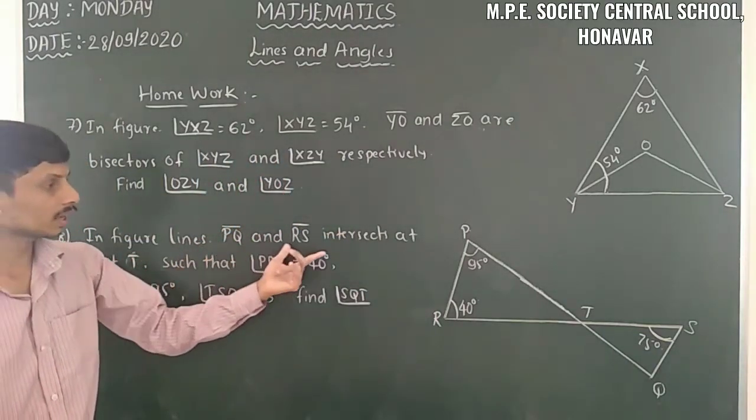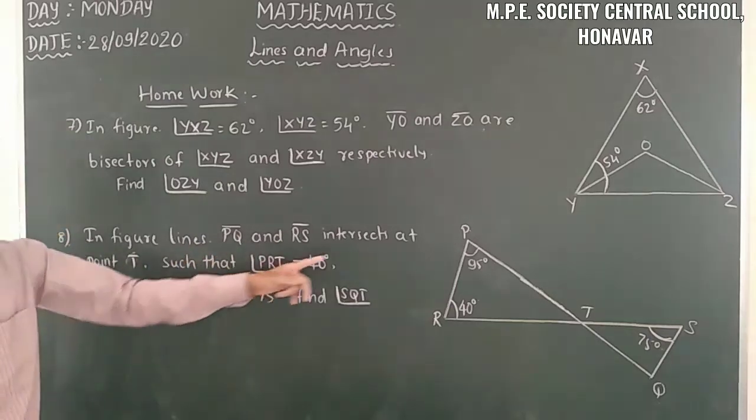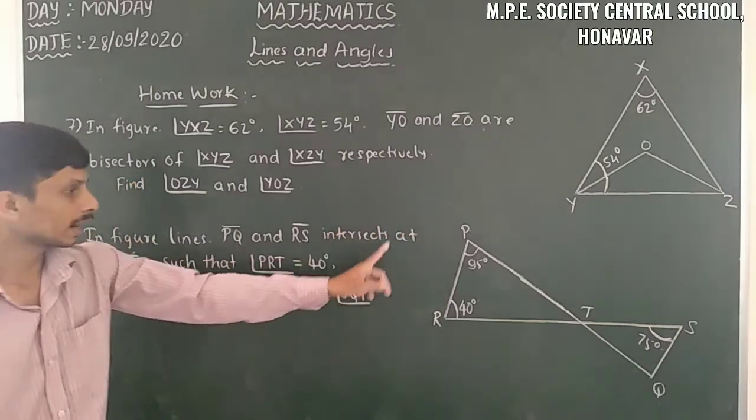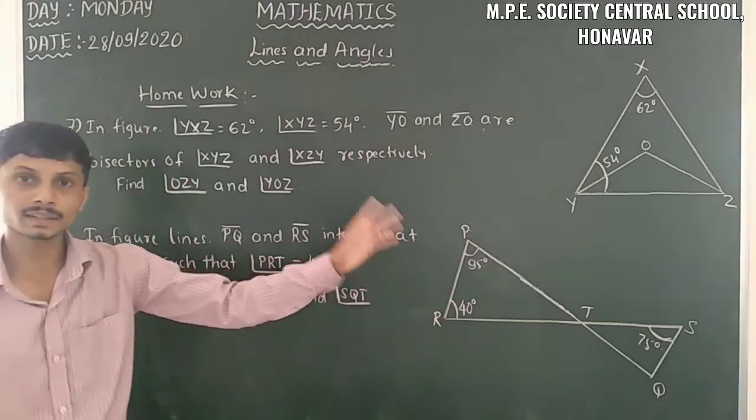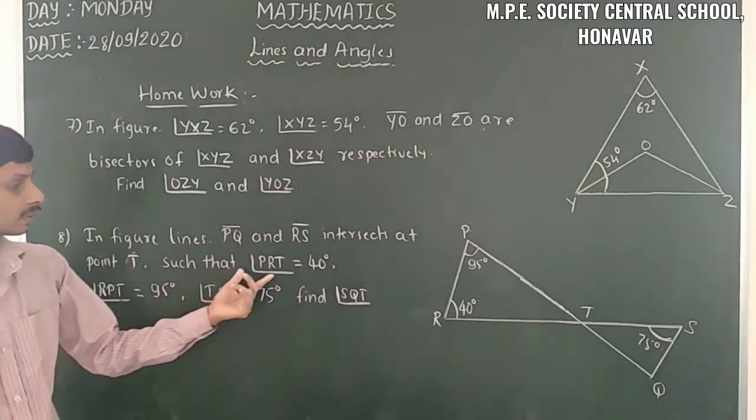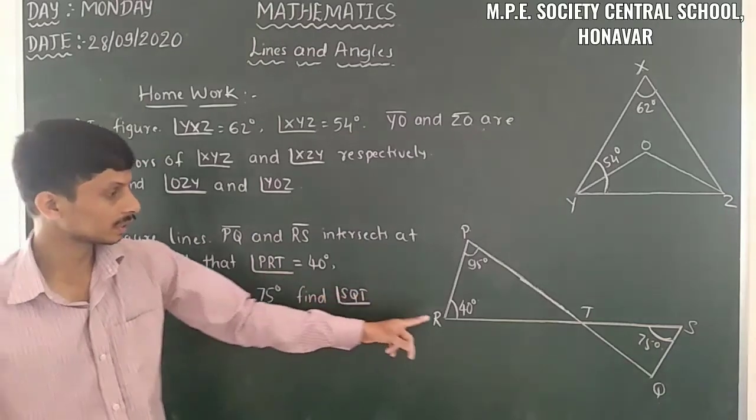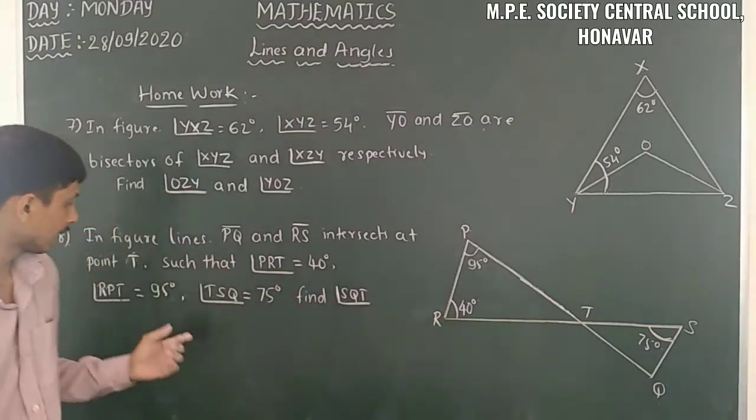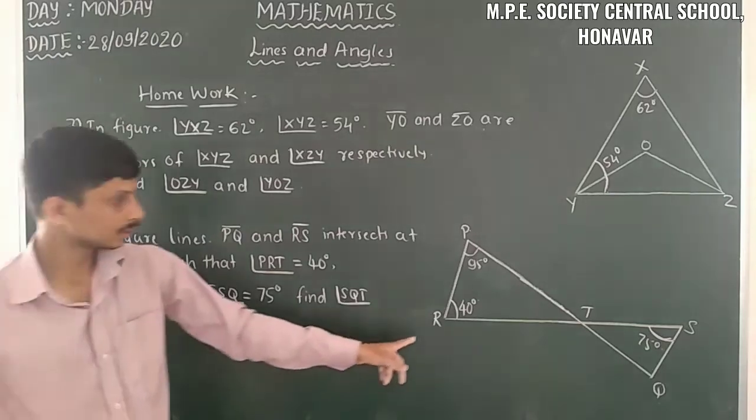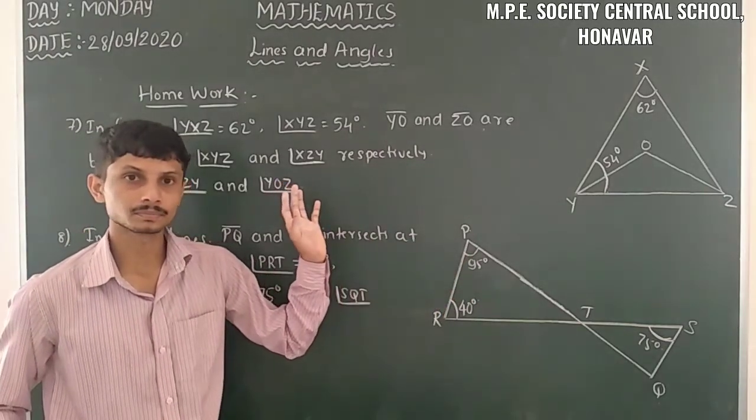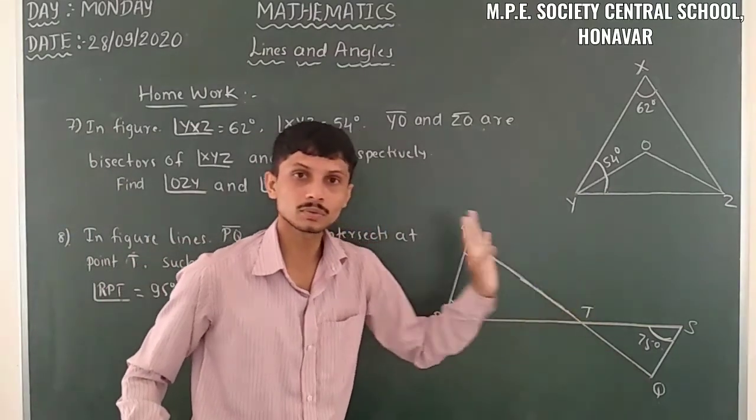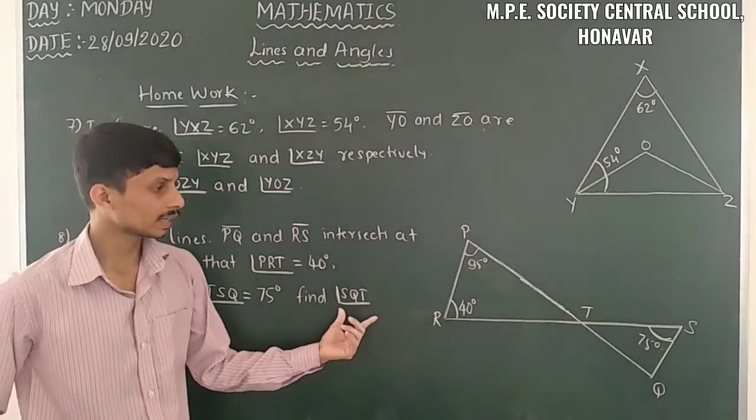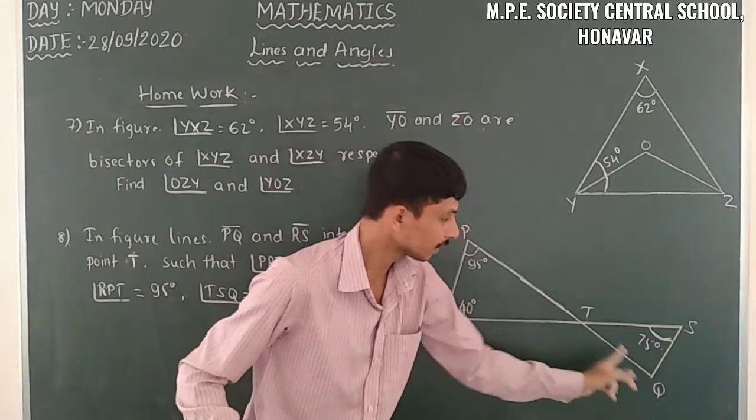The last problem is in the figure. Lines PQ and RS intersect at point T, such that angle PRT is equal to 40 degrees. We have the 40 degree angle here, and RPT is equal to 90 degrees. This angle we have, and TSQ is also given. So we have to find out angle SQT. That means this angle we have to find out.